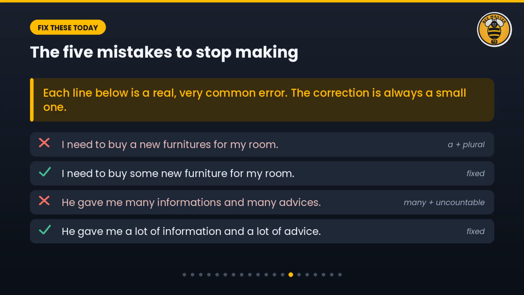Second, "He gave me many informations and many advices." Again, many with uncountable nouns, and plural S on both. The fix is, "He gave me a lot of information and a lot of advice." Notice how small each correction is.